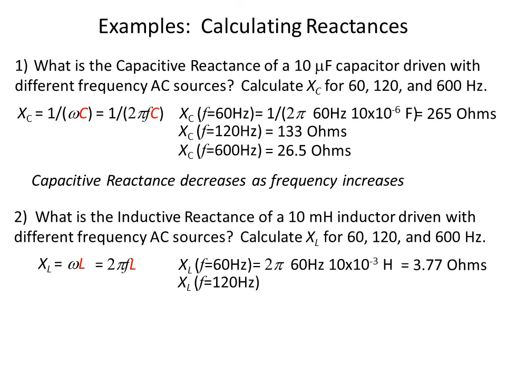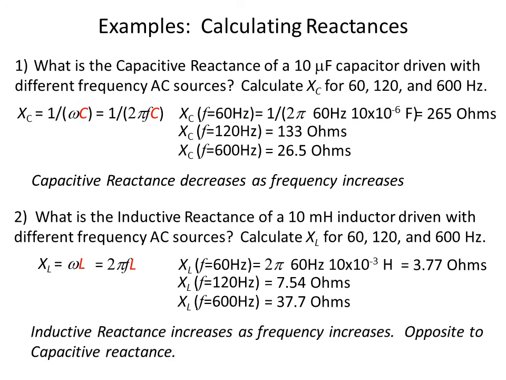X sub L for F equal to 120 Hertz is equal to 7.54 ohms, or twice the value for 60 Hertz. And X sub L for F equal to 600 Hertz is equal to 10 times the value for 60 Hertz, or 37.7 ohms. So the inductive reactance increases as frequency increases, opposite to the behavior of the capacitive reactance.